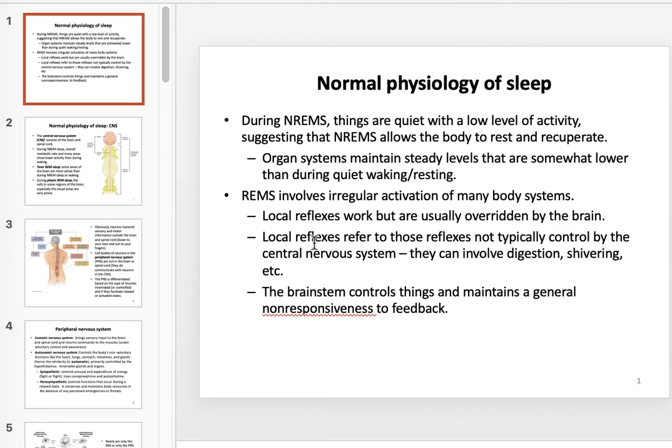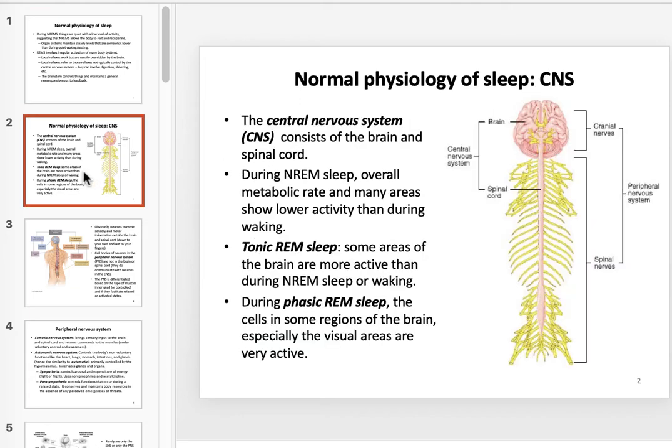And then the trick is, as REM sleep comes in, we've got that irregular activation of different body systems, and we've got muscle paralysis so as not to act out our dreams. Importantly, we also have non-responsiveness to feedback at a much higher level. By that we mean non-responsiveness to the environment at a much higher level in REM sleep than we do in non-REM sleep.